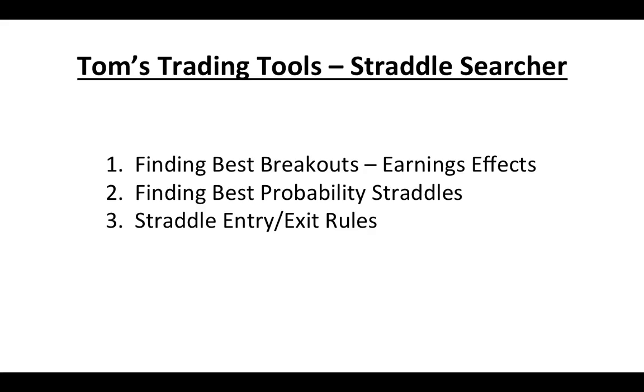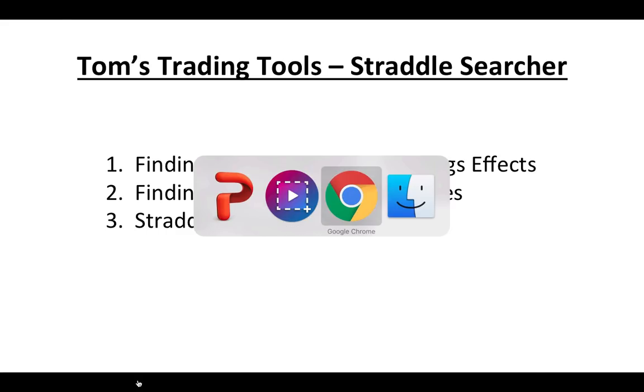And the three things I'll cover here are finding the best breakouts using the earnings effects. That'll be a quick review. If you've seen the other videos, you know how to do that already. So we'll do that quickly in a back test. And then I want to show you how to find the best probability straddles. There's a handful of ways to search for straddles, and there's one I like in particular. I'll talk about all of them, but I want to show you one and show it to you in a back test mode. And then I want to leave you with basic straddle entry and exit rules, at least for breakout straddles. Alright, so let's hop right into the tools to get started.